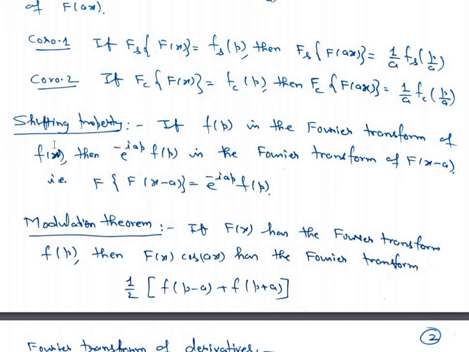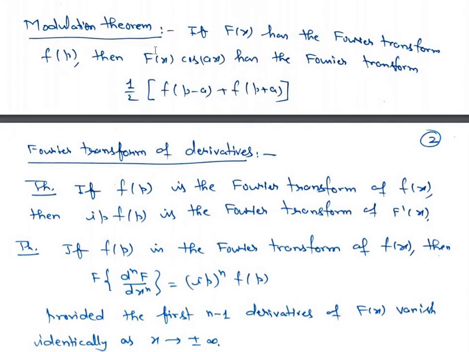Next property is shifting property. If F(p) is the Fourier transform of f(x), then e to the power minus iap into F(p) is the Fourier transform of f(x minus a). That is, F of f(x minus a) is equal to e to the power minus iap into F(p).